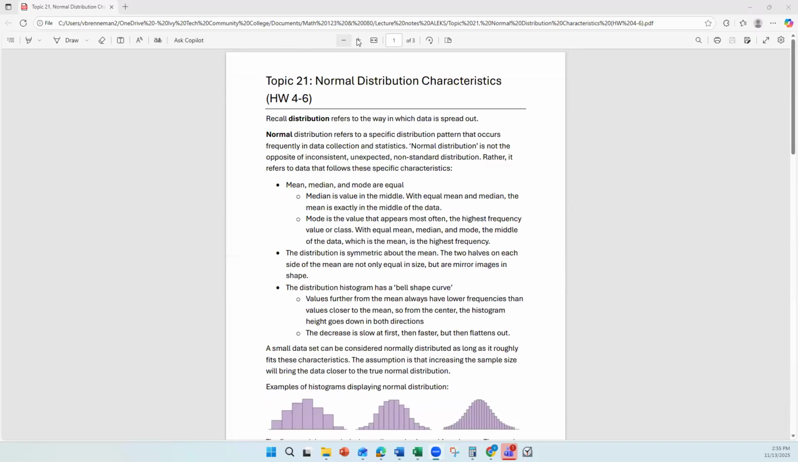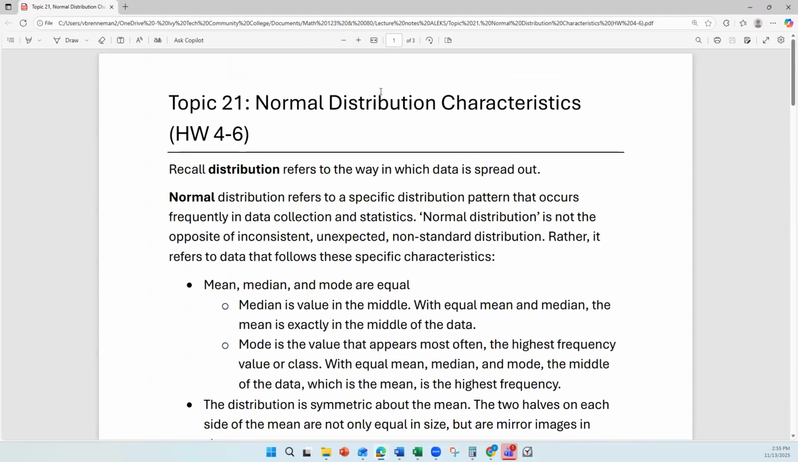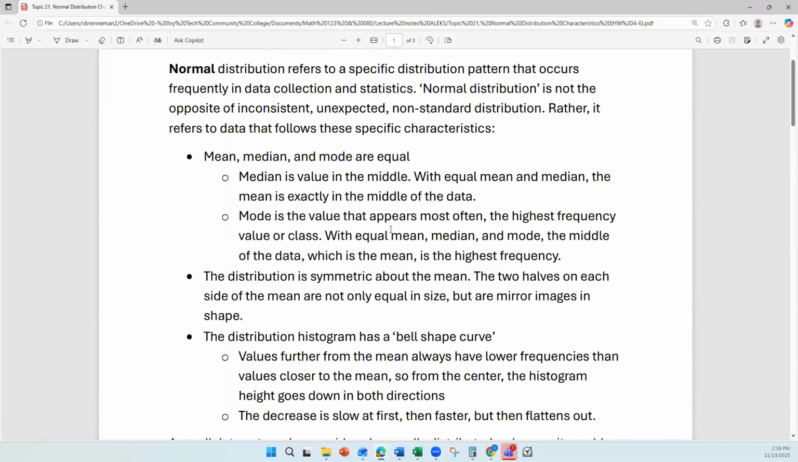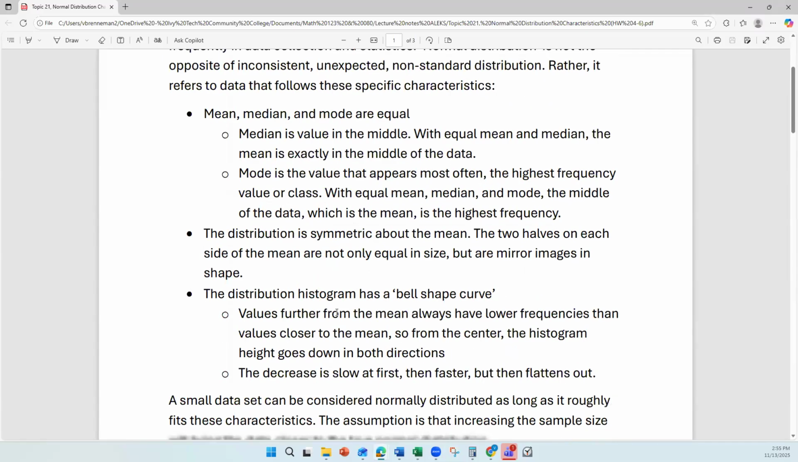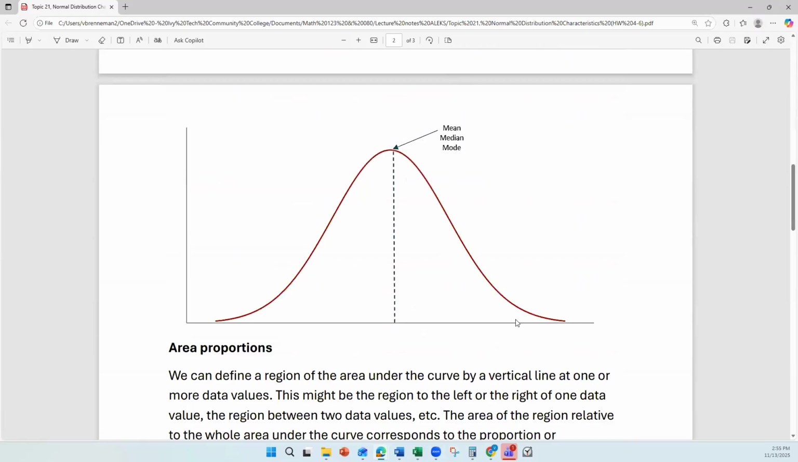This video is over topic 21, normal distribution characteristics. So make sure you read and understand these characteristics of normal distribution. Mean, median, and mode are equal. The distribution is symmetric about the mean, and it has a bell-shaped curve. So some examples of what that can look like, or the nice smooth version of it.